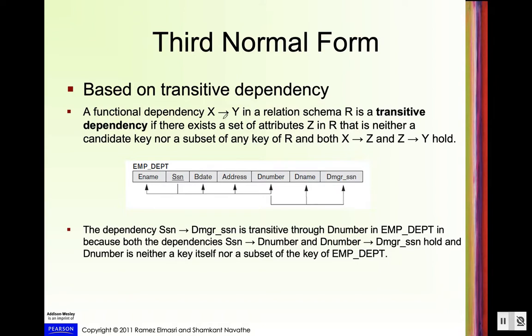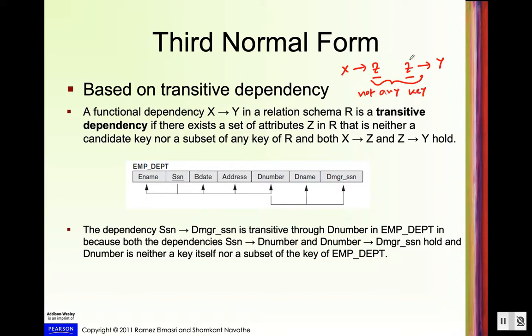If we have a functional dependency X to Y in a relation schema R, this X to Y is known as a transitive dependency if there exists a set of attributes Z in R that is neither a candidate key nor a subset of any other key of R, and we have functional dependencies X to Z and Z to Y hold. So the main idea of transitive dependency is that we have functional dependencies X to Z and Z to Y, and Z is not part of any key.